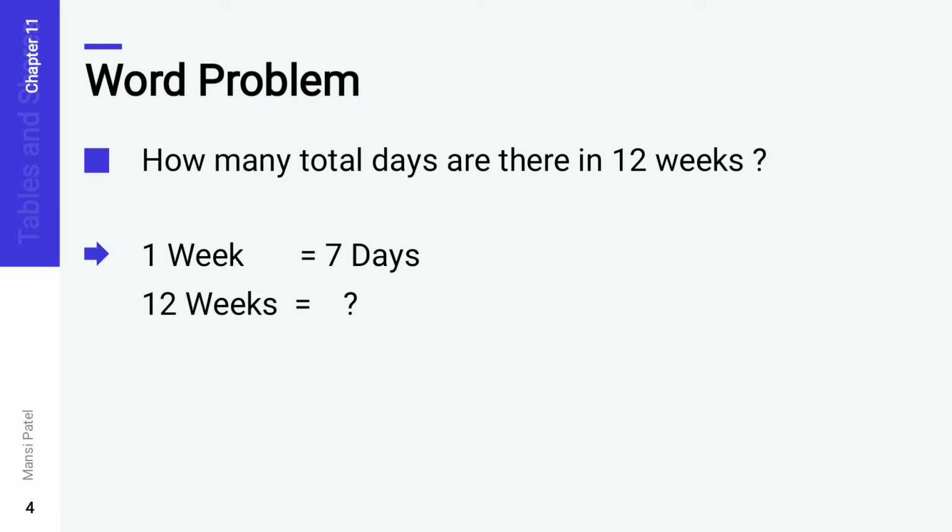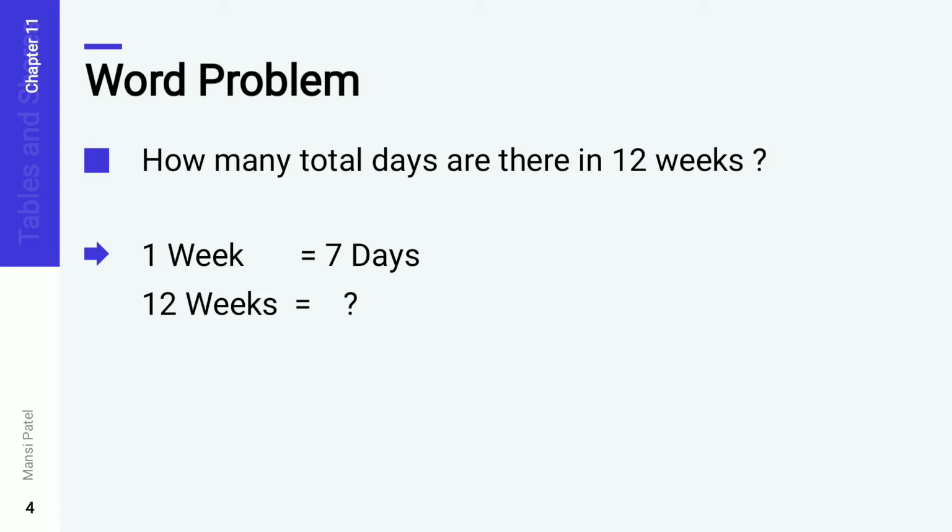So 1 week is equal to 7 days, 12 weeks is equal to question mark. Now what do you want to do? You have to just do the multiplication. Multiplication of what? The numbers which are written in the cross. So which numbers are written in the cross? 12 and 7. These both numbers are written in the cross.